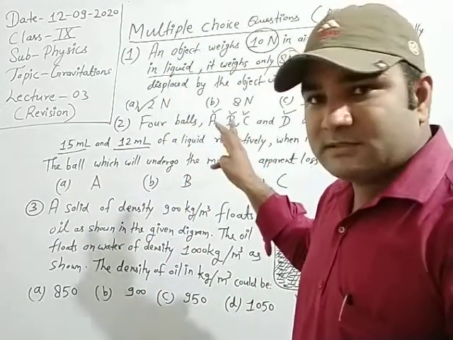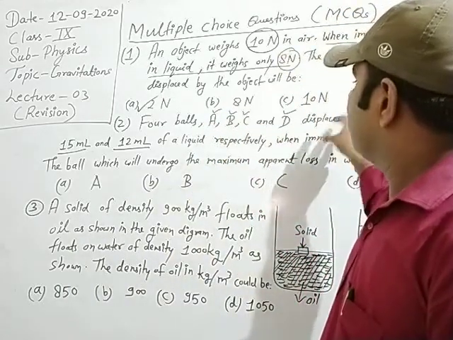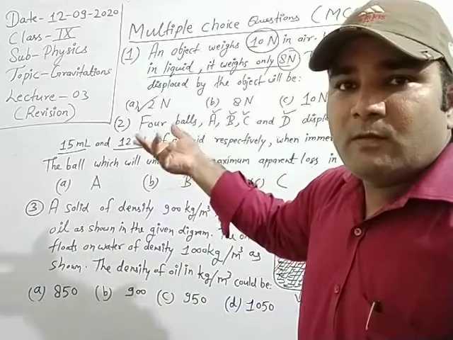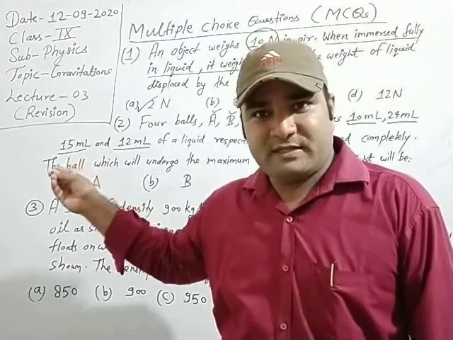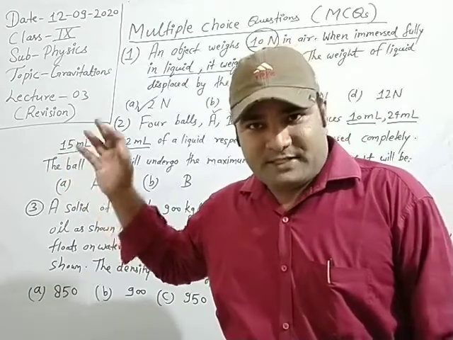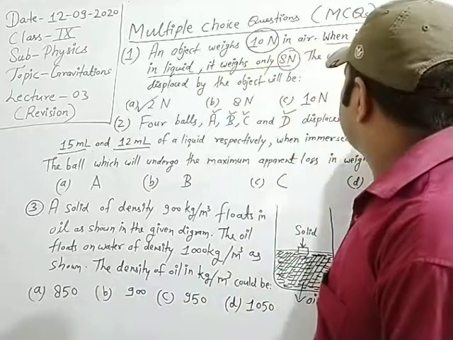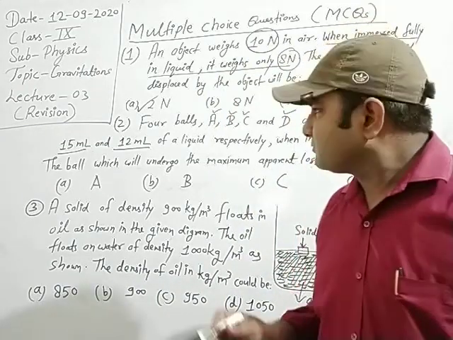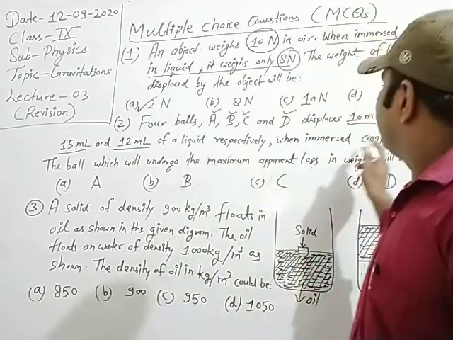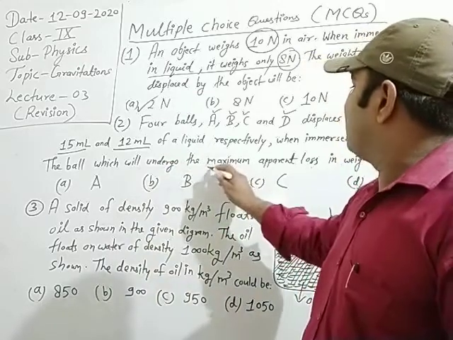Here 4 balls having different symbols A, B, C and D displace different amounts of water. The amount in ml means the volume of water displaced by the object. Here the object is the shape of a ball, and the maximum displacement is 24 ml. So when immersed completely, that ball will undergo the maximum apparent loss.